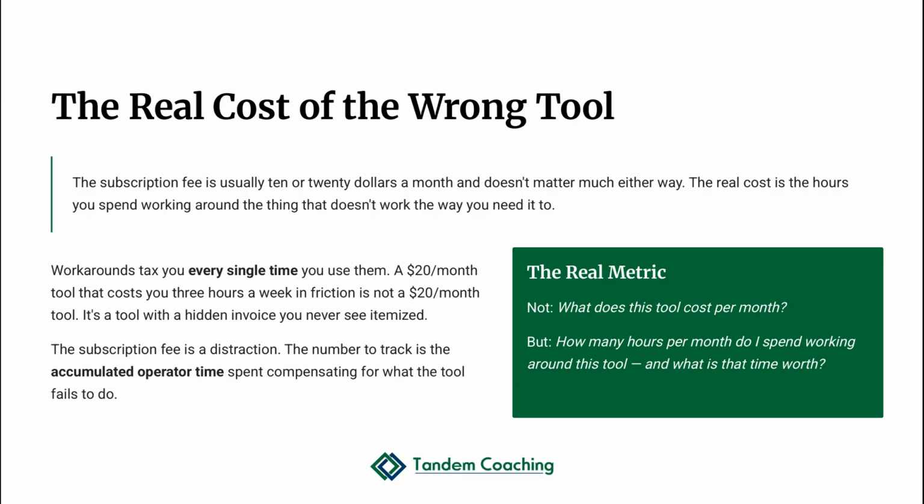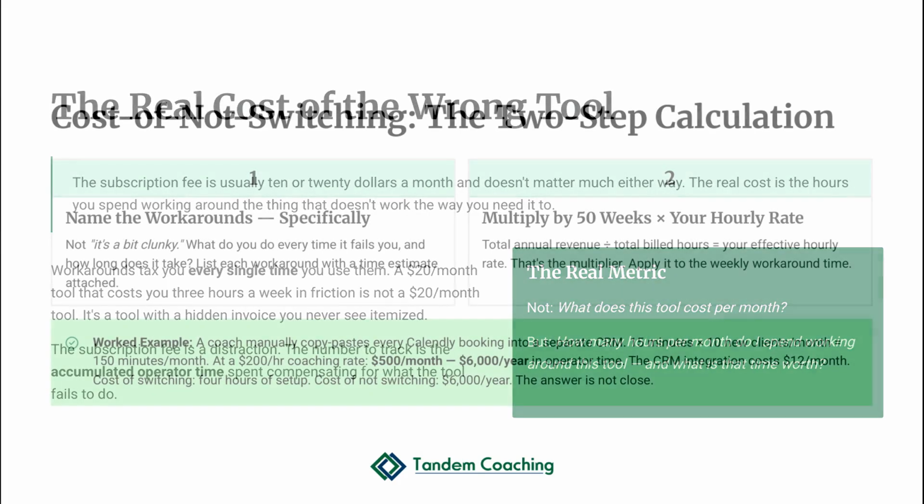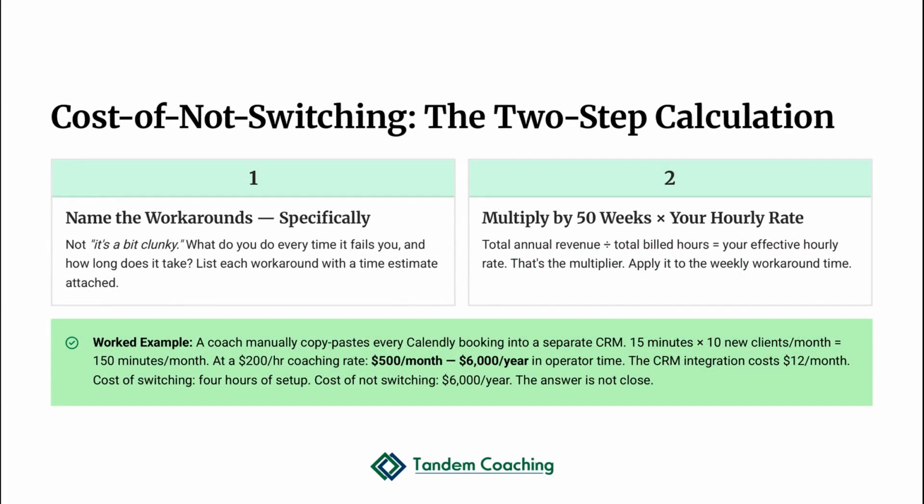The cost of not switching framework makes the invisible cost visible. 2 steps, 5 minutes to run, and the answer is either clear or it tells you to keep what you have. Cost of not switching. 2 steps.